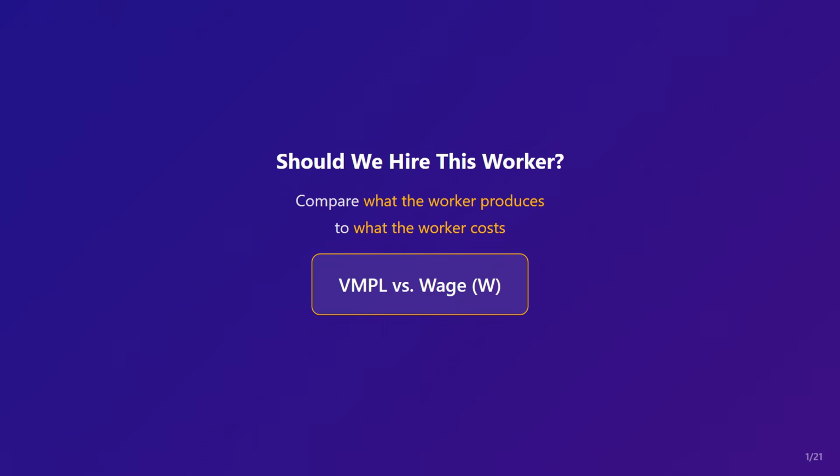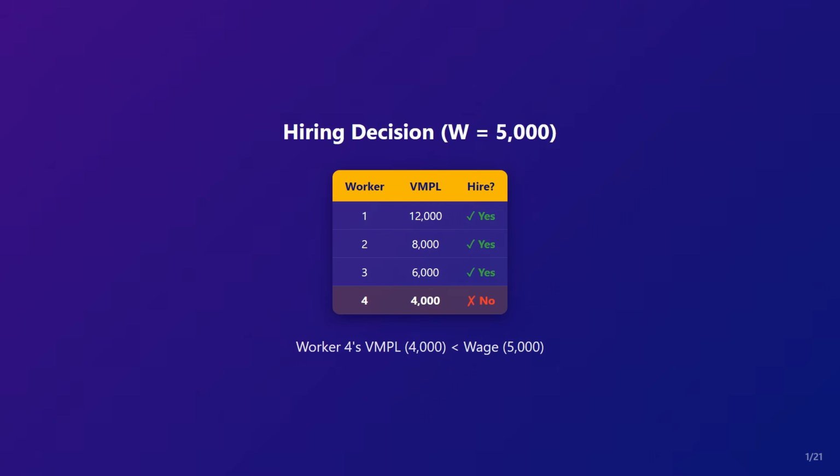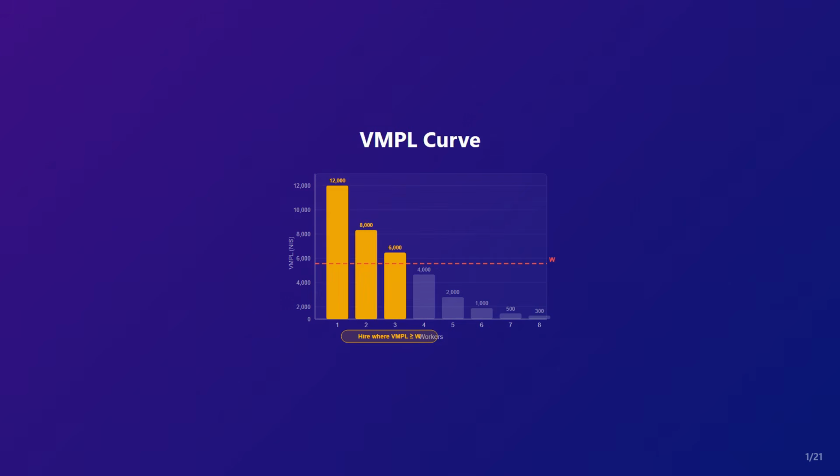Fifth worker, 200 times 10 equals 2,000 shekels. Sixth worker, 100 times 10 equals 1,000 shekels. Seventh worker, 50 times 10 equals 500 shekels. Eighth worker, 30 times 10 equals 300 shekels. Notice that the value of the marginal product also decreases as more workers are added. This makes perfect sense: if marginal product falls, its monetary value falls too. The first worker is worth 12,000 shekels to us, the eighth worker only 300 shekels.